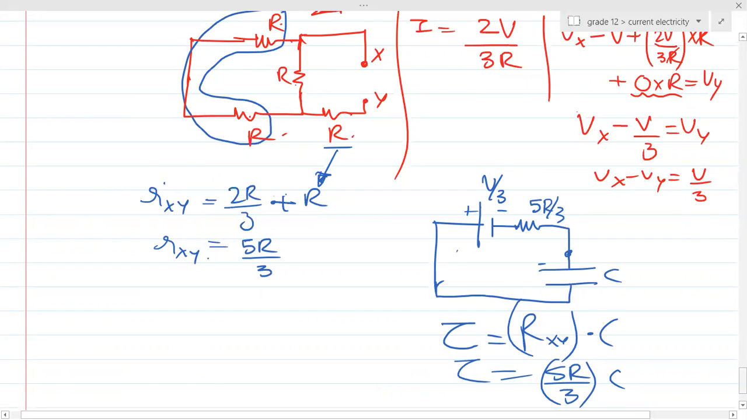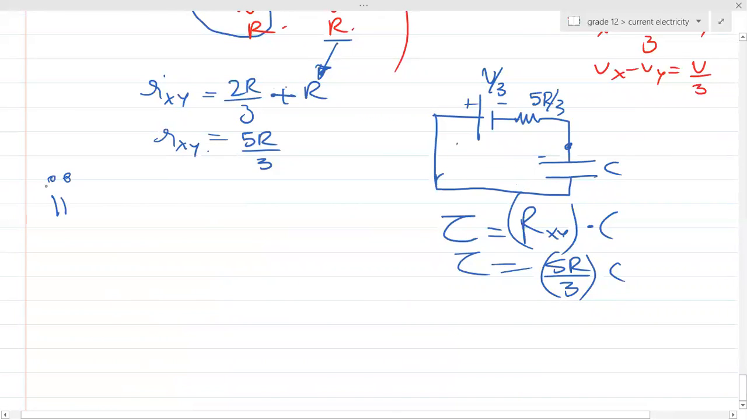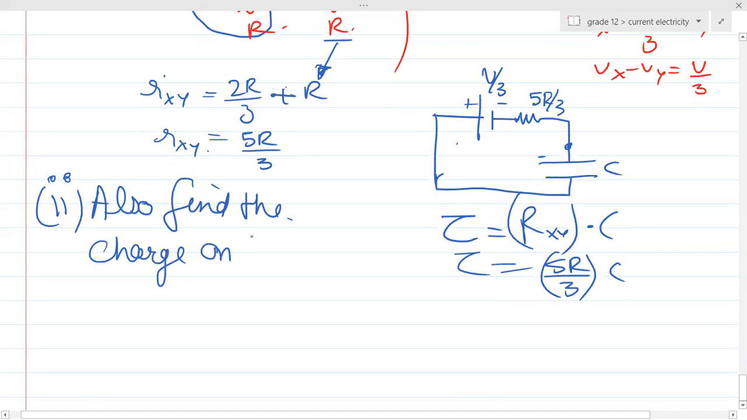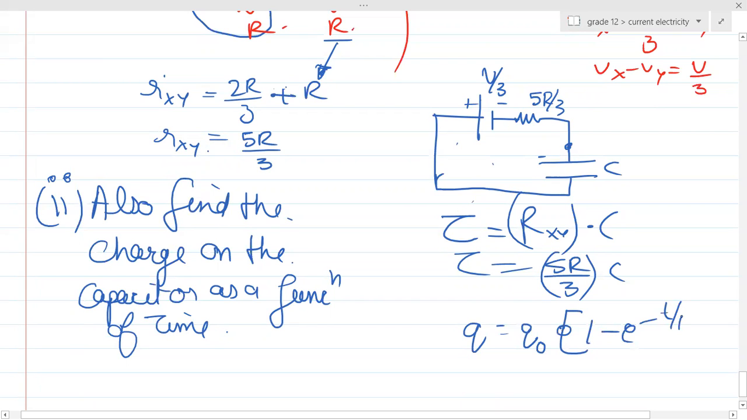Okay. Second part of the question is: also find the charge on the capacitor as a function of time. So we know this particular thing in the case of an RC circuit: Q is equal to Q naught into 1 minus e to the power minus t by RC, right? Yes or no, guys? We know this formula, I guess.